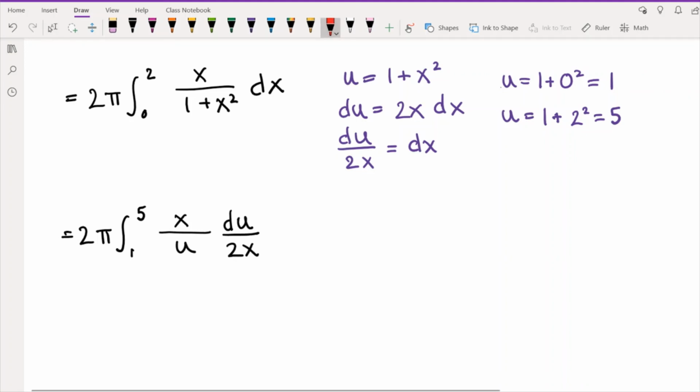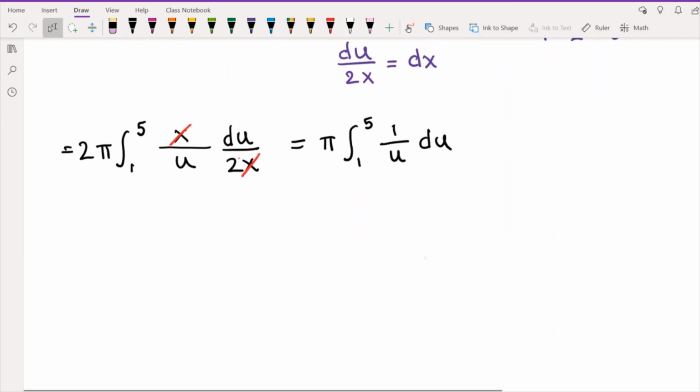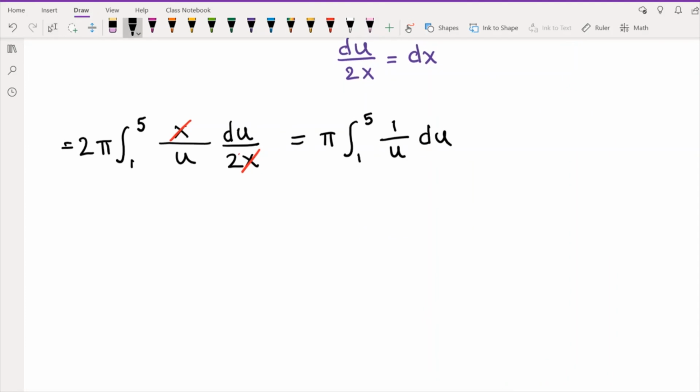And so we're going to cancel out this x and this x here. And so we can then pull that 1/2 outside of the integral, and that will just leave us with pi outside of the integral, right? Because 2 pi over 2. And so now we just have the integral from 1 to 5 of 1 over u du. Okay, so what is the antiderivative of 1 over u? Well, that's just ln of absolute value of u. So we have pi times ln of absolute value of u evaluated at 5 and at 1.